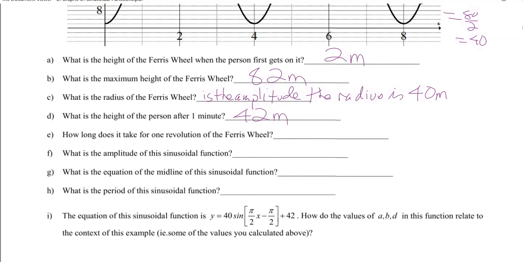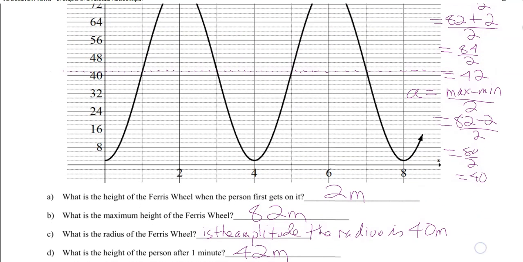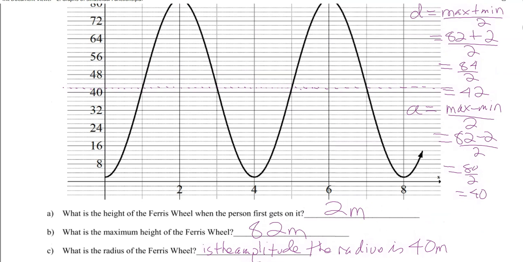How long does it take for one revolution? How long does it take to go around? 4 minutes, right? So we start at the bottom, get up to the middle, reach the maximum, come back to the middle, back to the minimum. So remember, we're taking a sinusoidal function and splitting it into 4 parts. In this case, these 4 parts are from the minimum, where you get on at the bottom, to the middle, up to the top, back to the middle, back down to the bottom.